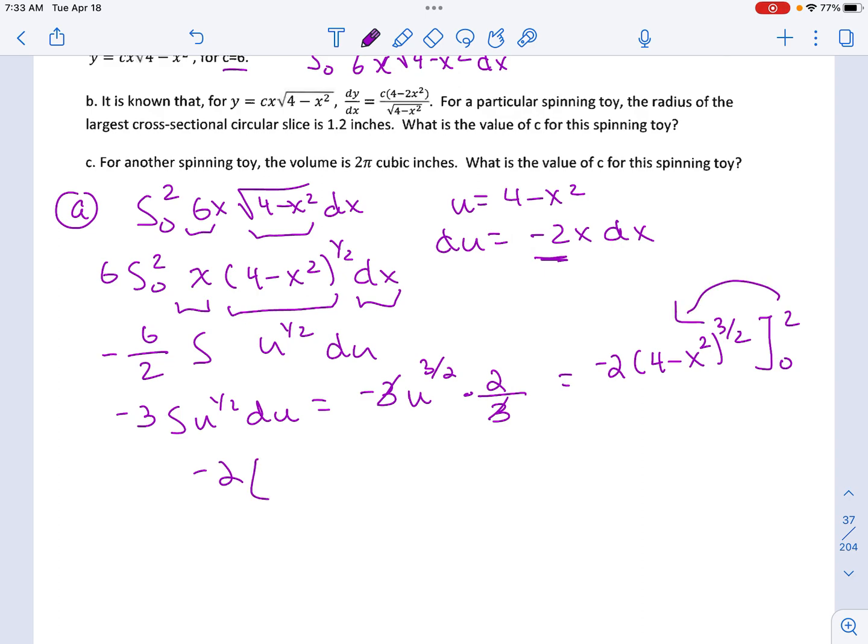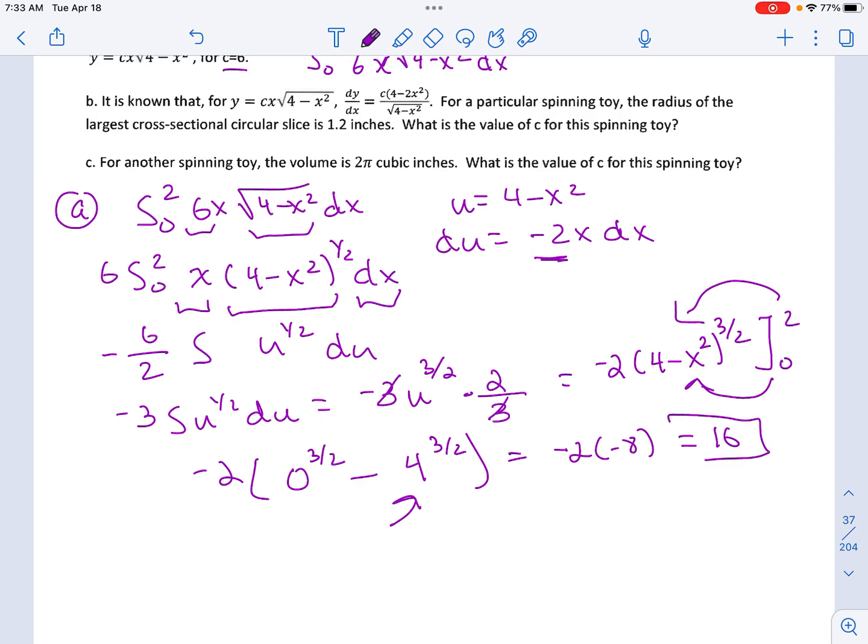You get 4 minus 4, which is going to be 0, so it really doesn't matter. It's 0 to the 3/2. And then if I plug in the 0, you end up at 4 to the 3/2. And you can leave your answer like this. It's all numbers. Or really, if you clean this up, square root of 4 is 2, and then 2 cubed is 8. So really, this becomes 16.